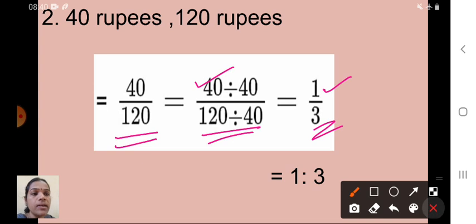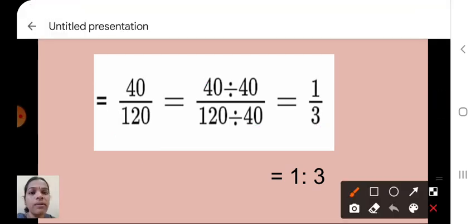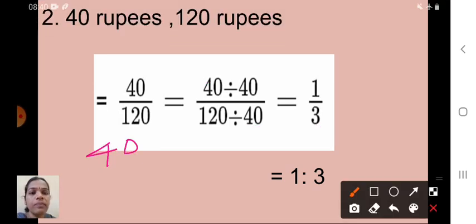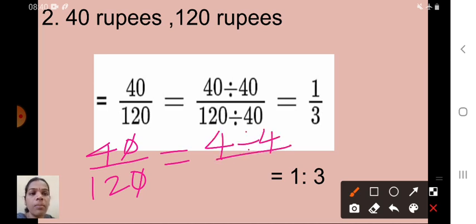So children, see here, one more easiest method is here: 40 upon 120, this 0 we can cut. Now what is the number? 4 upon 12. So 4 upon 12, what is the HCF? Yes, 4. So we have to divide by 4. 4 is divided by 4 upon 12 is divided by 4. What is your answer? 1 upon 3 or 1:3.